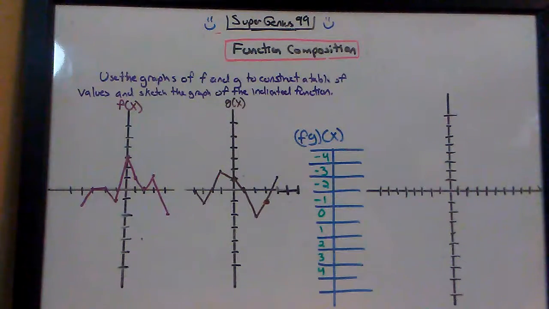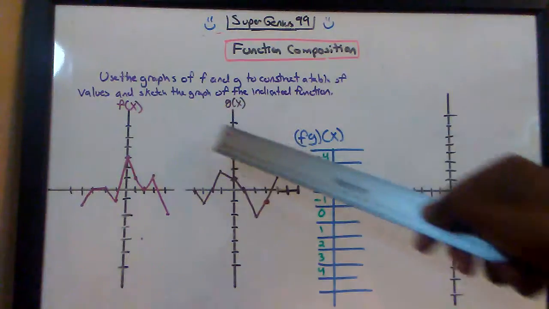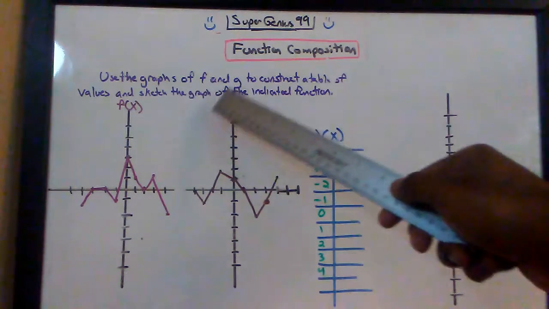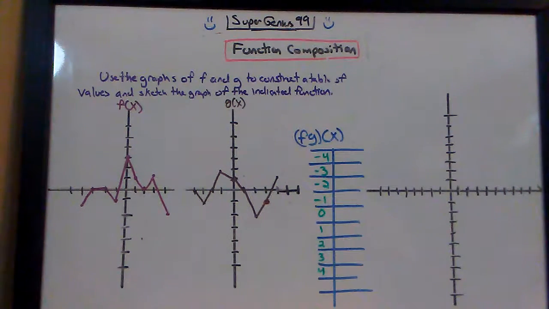And we're going to do another video on function composition, this time multiplication, but we'll go ahead and read the instructions just for good measure. Okay, so use the graph of f and g. Here's the f graph, here's the g graph. To construct a table of values, sketch the graph of the indicated function. This time the function is multiplication.